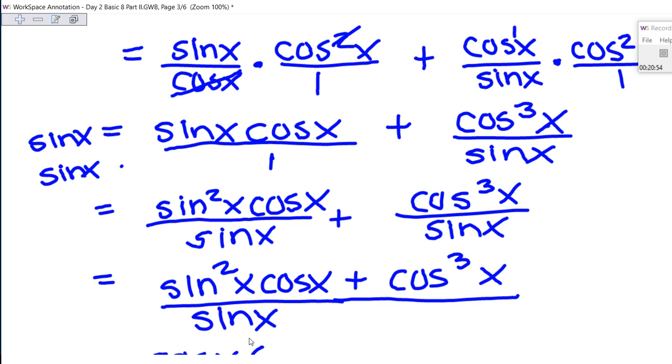Would we cancel first? Good question. No, because this sign is attached to a binomial, so you cannot cancel part of a binomial with a monomial. Okay, so factoring out the cosine of x, this would be sine squared of x. And what would we multiply cosine by to get cosine cubed?